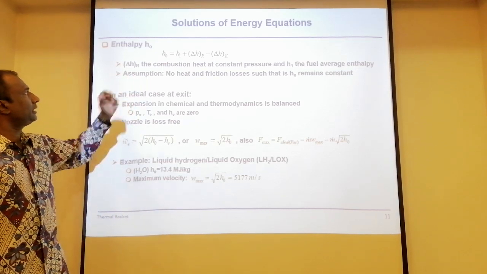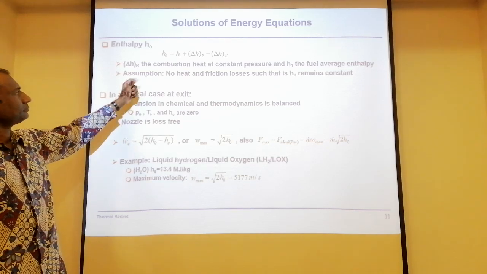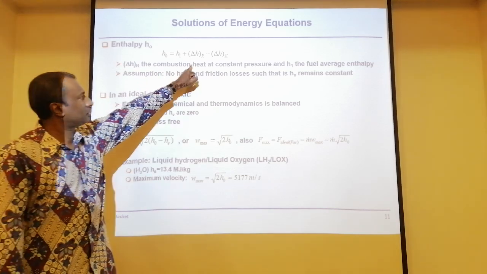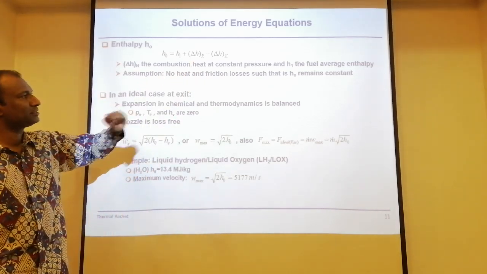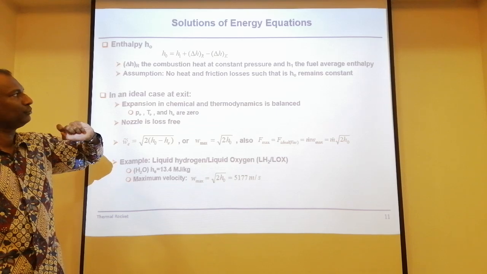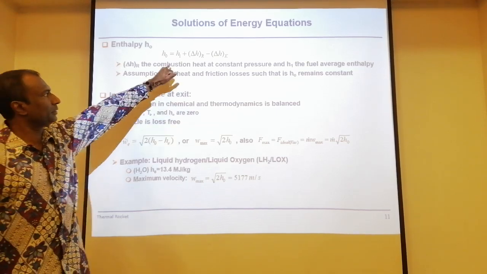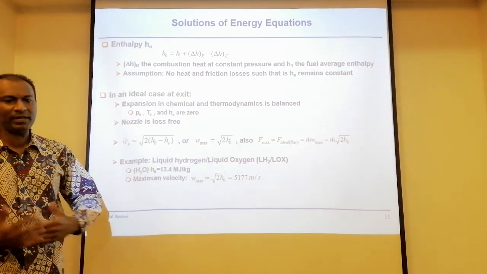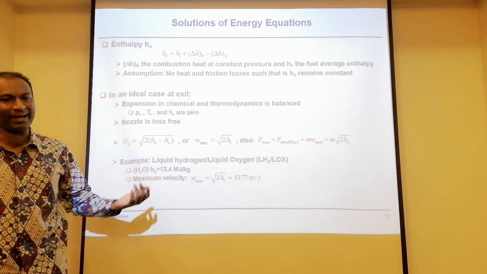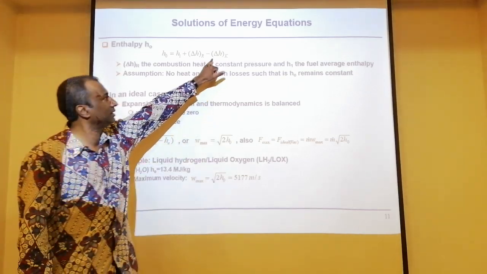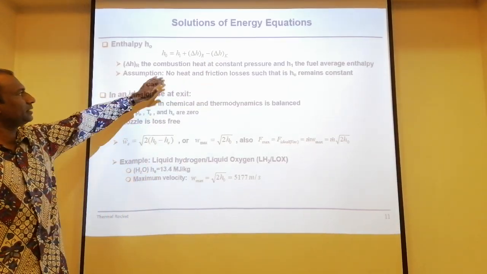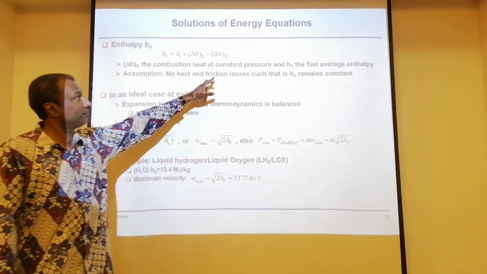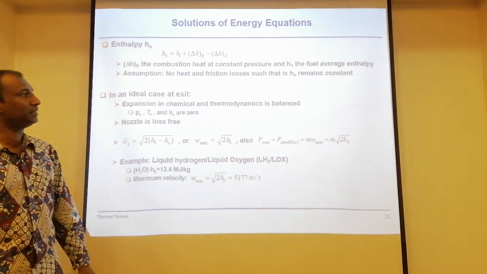So let us see the enthalpy of HO, basically the combustion heat, okay? Delta R, combustion heat, constant pressure, and HR is basically the fuel average enthalpy. Okay, so this delta H is basically the heat loss. Normally, if you have a heat loss due to kinetic heat loss, you can say this is a kinetic heat loss. So when this happens, practically, you will have a different enthalpy if kinetic losses are calculated.